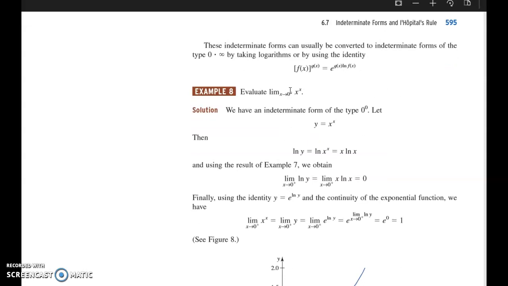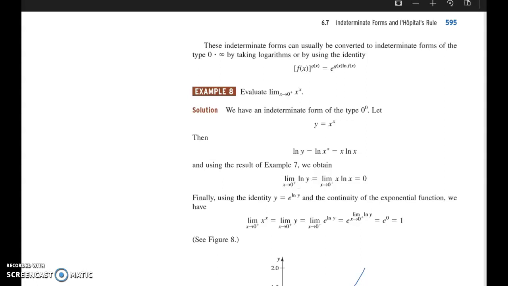Take x raised to x, limit x tending to 0 plus of x raised to x. For any problem of this type, we have to put y equal to x raised to x. Next step is taking logarithm on both sides. That is log y equal to log of x raised to x. What is log of x raised to x? It is x log x.